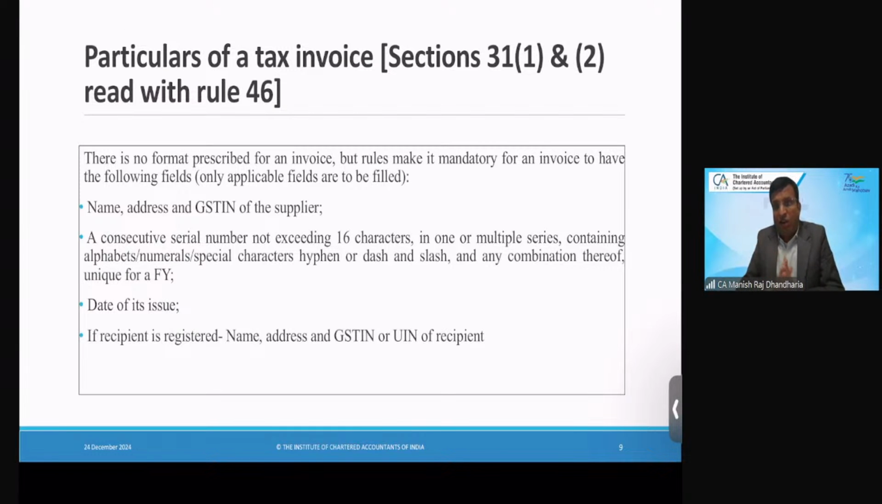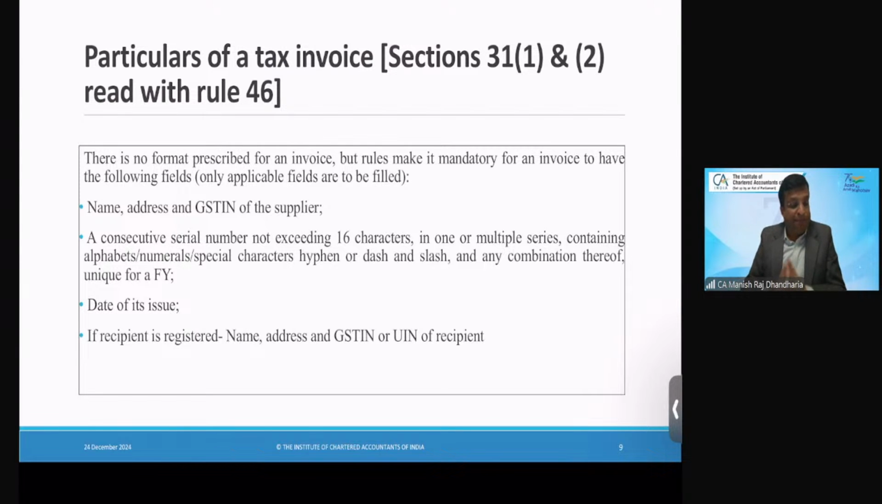For a banking company, the days are 45. After that, in case of continuous supply of goods and continuous supply of services, we discussed: in case of continuous supply of goods, when we receive the statement of account, at that time or before that. In case of continuous supply of services, the invoice can be issued on the due date if a due date is mentioned. If the due date is not mentioned, on the date when the payment is received, and if in the contract any event is specified, then on the happening or completion of that event, the invoice has to be issued.